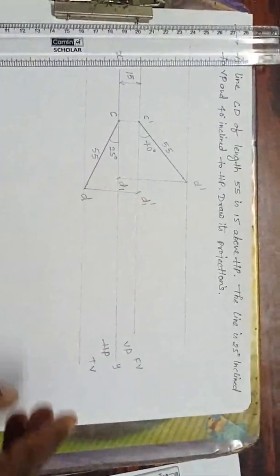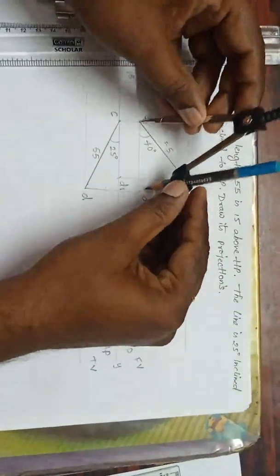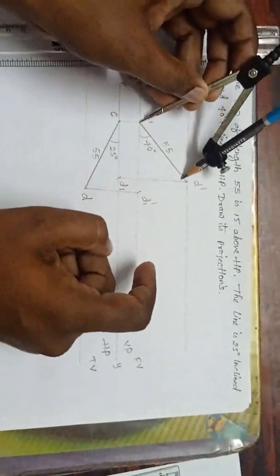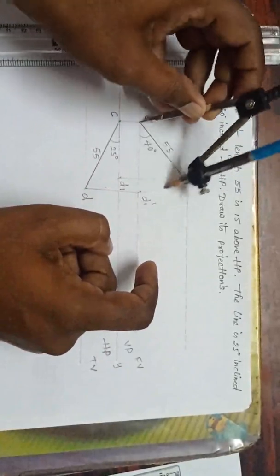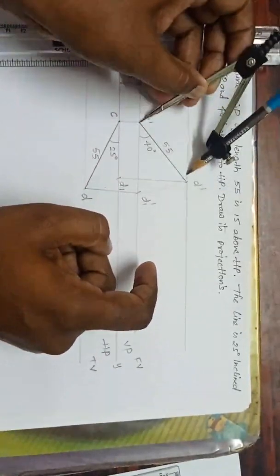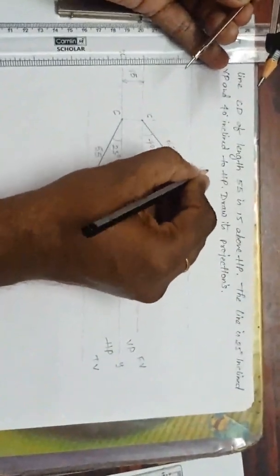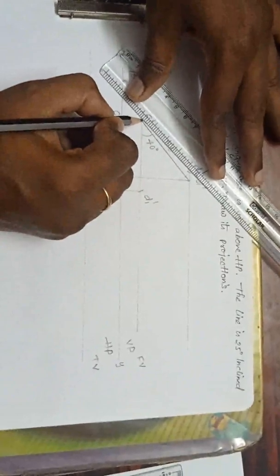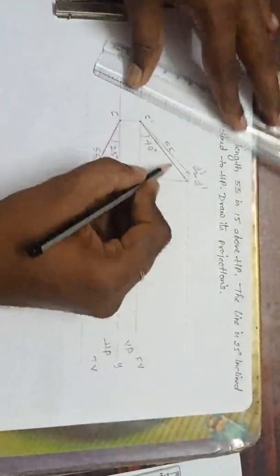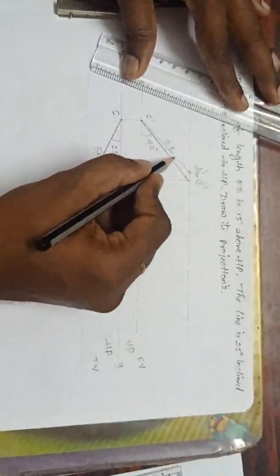Right? Next what to do? Take a length CD dash. So cut up to the locus. I have to draw like this. And what is this? This is D2 dash. This is the imaginary length, and this is the imaginary angle.